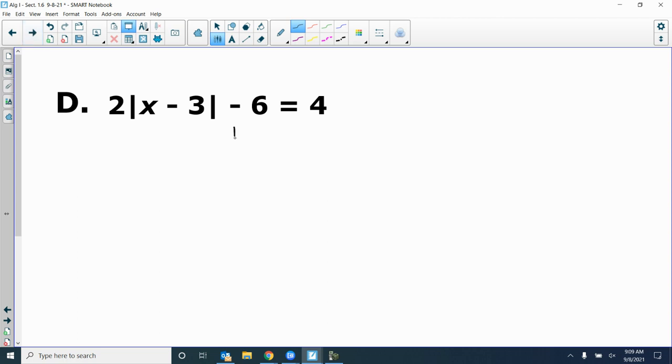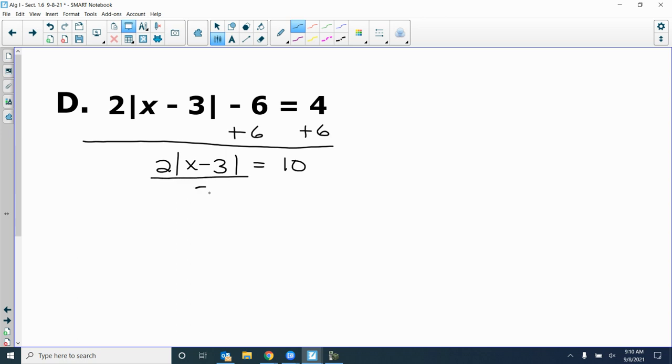So like what Mason said, I want to add 6 over here. I want to add 6 over here. And that's going to be 2 times the absolute value of x minus 3 equals 10. All right. Now what? Divide by 2 on each side. Yep, divide by 2. So I divide by 2, I divide by 2. I get the absolute value of x minus 3 equals 5.